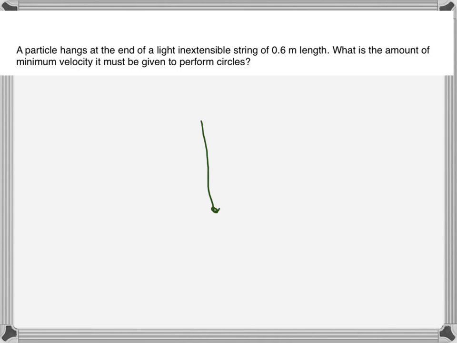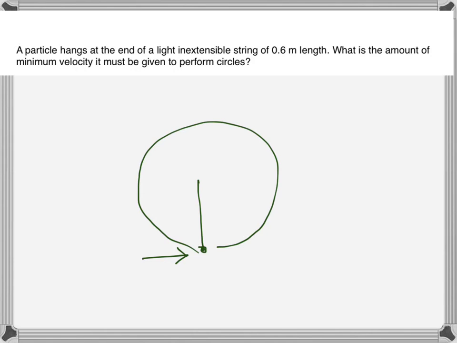So let's say it's here. Maybe let's draw it here. And what velocity does it need to be given so that it goes like that, a vertical circle? So essentially, if we recall the previous video, we are talking about velocity at the bottom, VB here, and when it is at the top position we called it VT. So we will go back to the energy considerations.